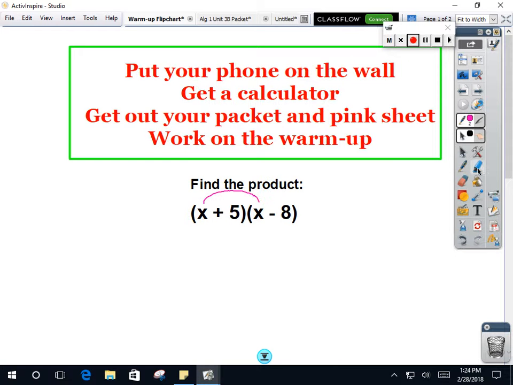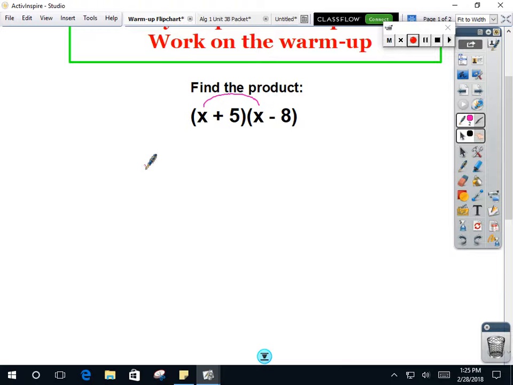X times x is x squared. Guys, it is not 2x at all, because think about it. This is a 1x and this is a 1x, and since you're multiplying, 1 times 1 is 1. X times x is x squared because each of their exponents is a 1, and you add them. X times negative 8 is negative 8x. 5 times x is positive 5x. 5 times negative 8 is negative 40.